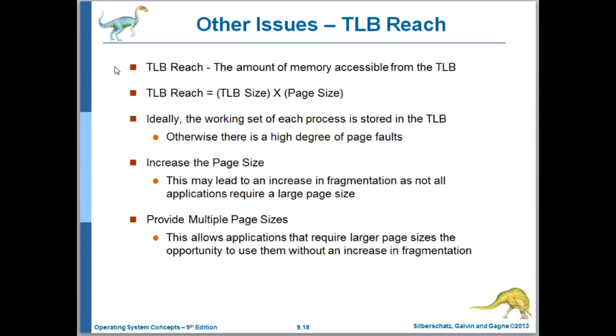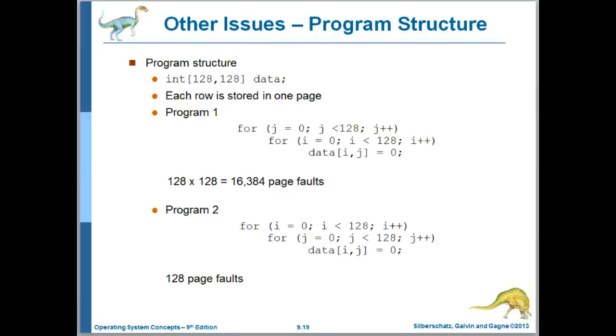So TLB reach here is the amount of memory accessible from the translation look-aside buffer. So that's going to be the number of entries in the buffer times the page size. And ideally, the process's entire working set will fit into the TLB. There won't be a higher degree of page faults. What will happen is that there will be more TLB misses if the working set is not in the TLB. Program structure can come into play.